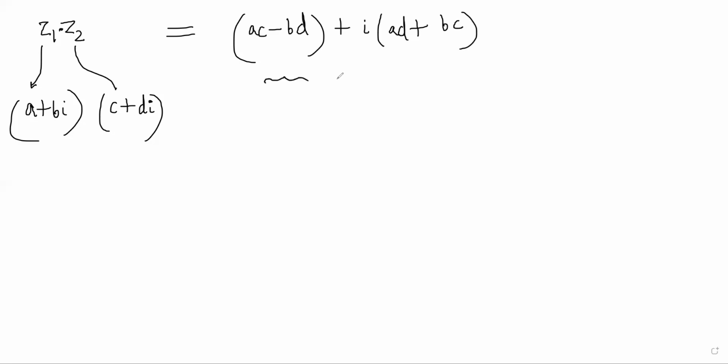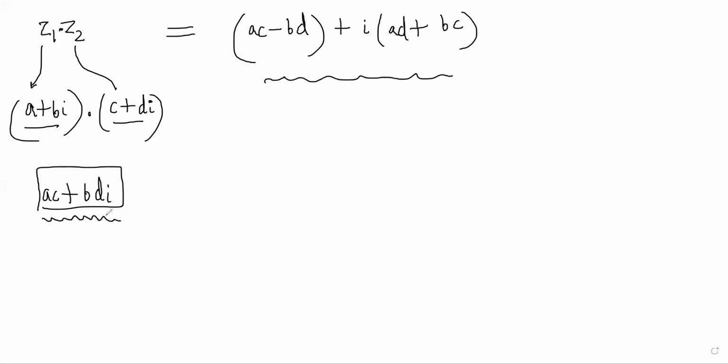Now you would have an obvious question: why are we defining multiplication in this weird way? The reason is that you could have tried to define multiplication in a different way also. You could have said multiplication is AC plus BDI, which seems more natural, right? Like if you have A plus BI and C plus DI, I could have said multiply the real part and multiply the imaginary part and say this is the multiplication, right?